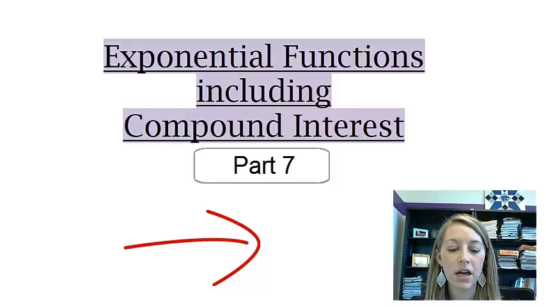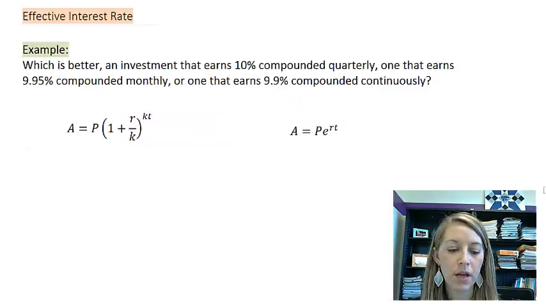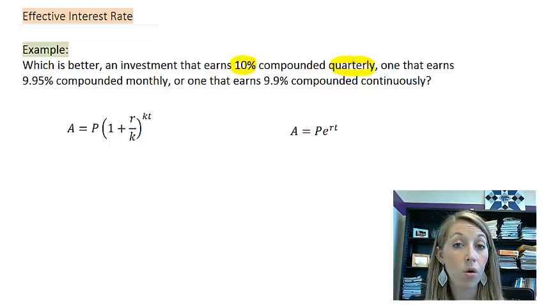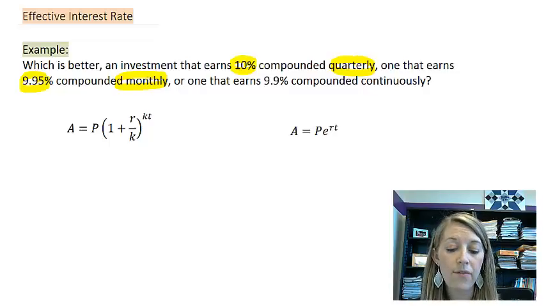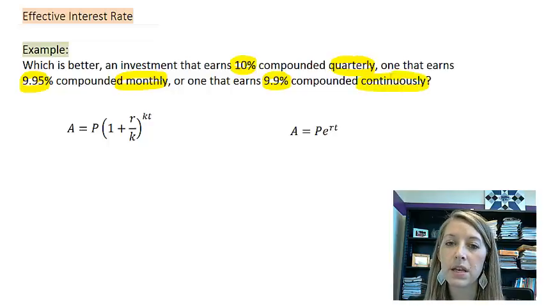We have one more thing to talk about in exponential functions and compound interest, and I'm just going to jump right into the example, and that is a comparison. If we have an investment that earns 10% that's compounded quarterly, or we have a second choice of an investment that's 9.9% compounded monthly, or we have a third choice of an investment that earns 9.9% compounded continuously, which one of these is actually going to give us our better bang for our buck?